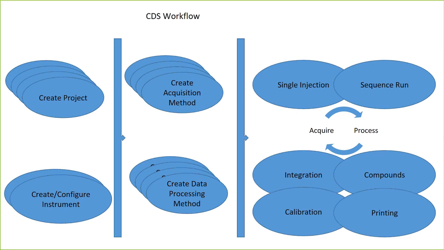All right, so when you're creating an acquisition method, you can run single injections and you can also do sequence runs. So we're going to address the differences of both of those, the file structure of both of those, and then we're also going to process this information. We're going to look at the integration tables, identifying compounds, building a calibration table, as well as printing and where you can send the reports that you generated. So this slide is just to kind of give you an overall workflow of what we're doing.